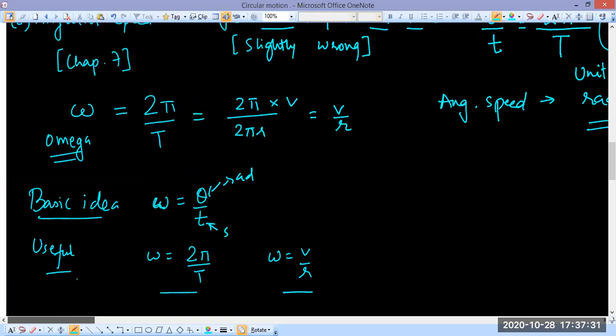હવે એક બહુ ફેમસ વસ્તુ ડિરાઈવ કરવાની છે, which is called centripetal acceleration. Okay, which is called centripetal acceleration.